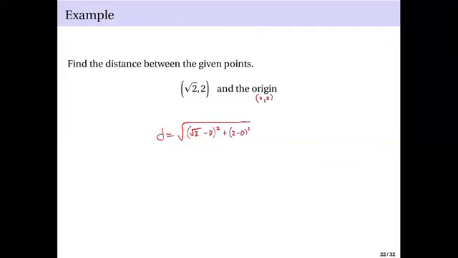And then you can just square that square root of 2. So you'll just get 2 there. Then plus, here you have 2 squared. That's 4. Okay. And therefore, this is simply square root of 6. And that's the distance between those 2 points.